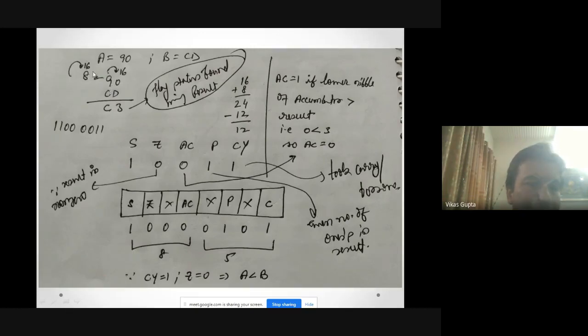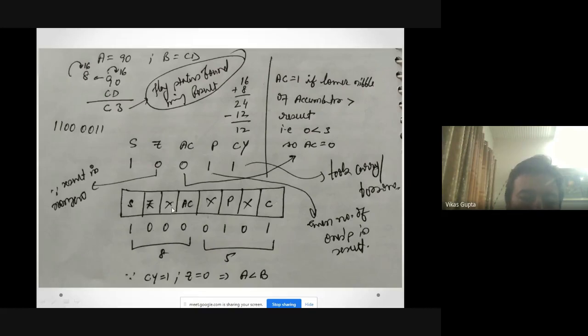So 16 plus 8 is 24, from which 12 went, this is C3. So this is our C3. Remember here we also need to find the value of the status flags because we are subtracting the larger number from the smaller number. The answer will be negative. That's why the sign flag is 1, and because the answer is non-zero, the zero flag is 0.